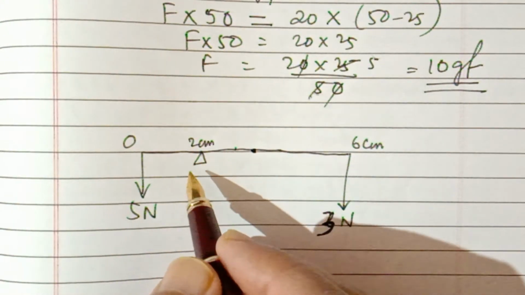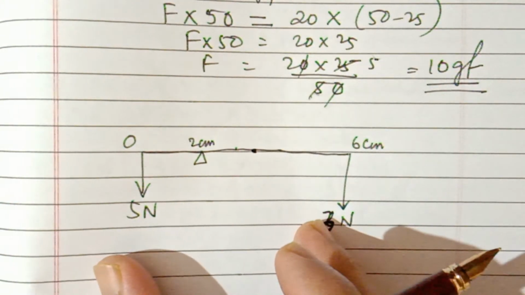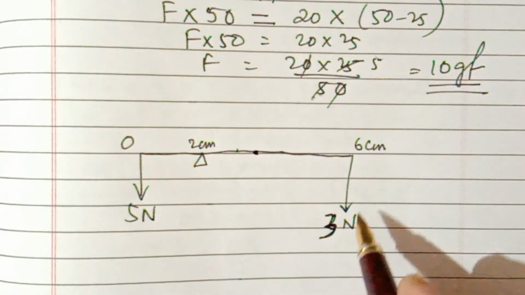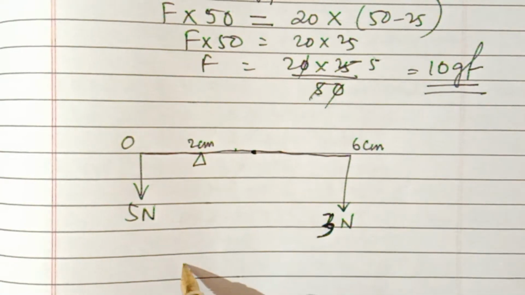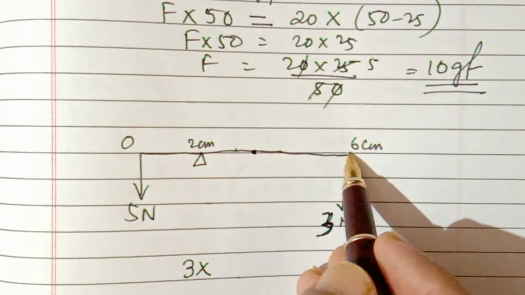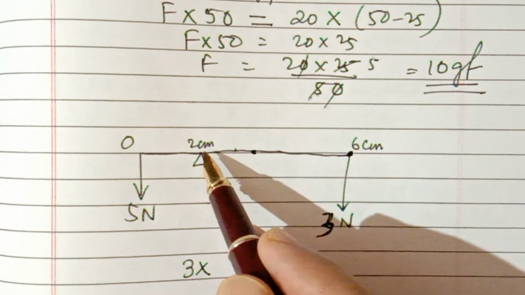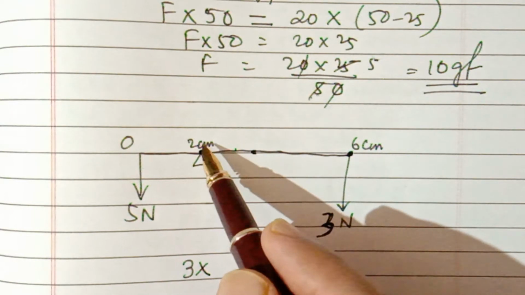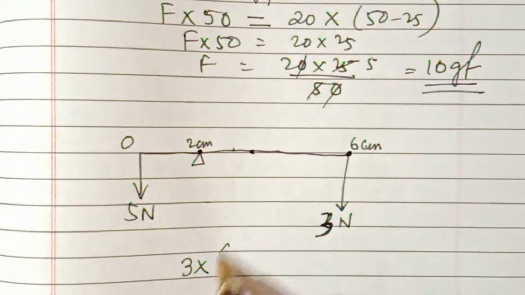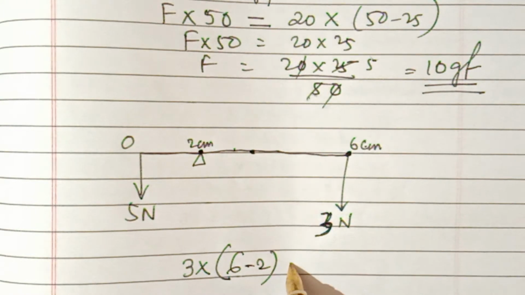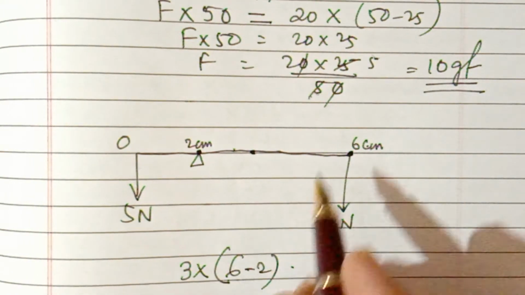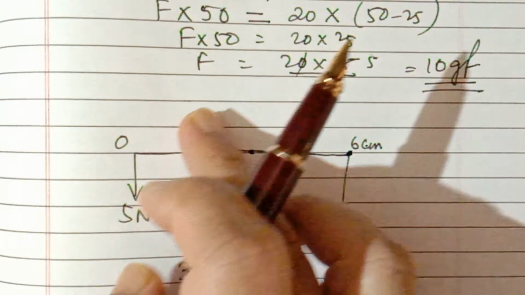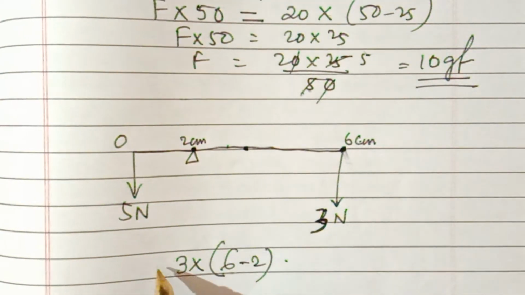Now we have two forces producing moments, so we have to calculate the net moment produced by these forces. What is the moment produced by this force? 3 Newton, so 3 into its distance from here to the pivot point. What is the distance between the 2 centimeter mark and the 6 centimeter mark? So 6 minus 2. This is the moment produced by this force. What is the moment? Clockwise, and clockwise is taken negative.